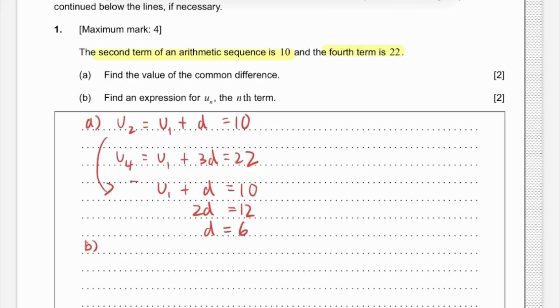So going back to the second term, we know that 10 equals the first term plus 6, so the first term equals 4. Then putting that into the arithmetic sequence formula, we would get that Un equals the first term, which is 4, or U1, plus the term number minus 1 times the common difference.